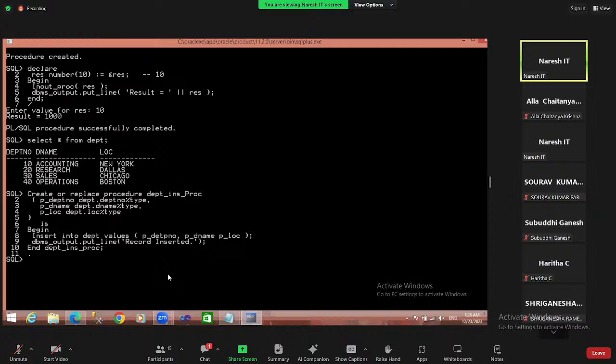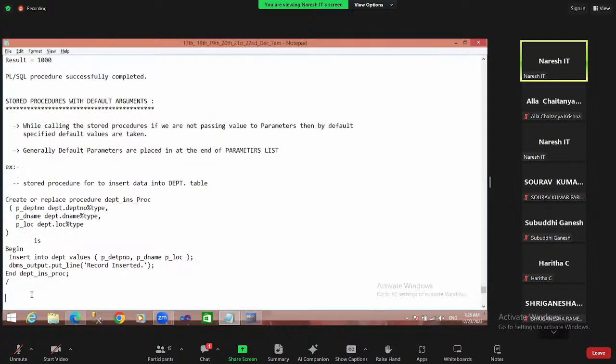Okay, don't create this procedure, guys. This is a normal stored procedure to insert data into the department table. But right now we are discussing procedures with default arguments.